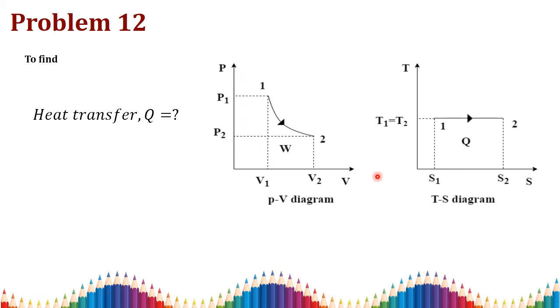As we all know, in this PV diagram, consider the initial pressure as 400 kilopascal, and it is reduced when the valve is open to 200 kilopascal. When the pressure is reduced, the volume of the air increases, keeping the temperature T1 equal to T2 at 30 degrees Celsius, with the entropy increasing. We need to find the heat transfer.